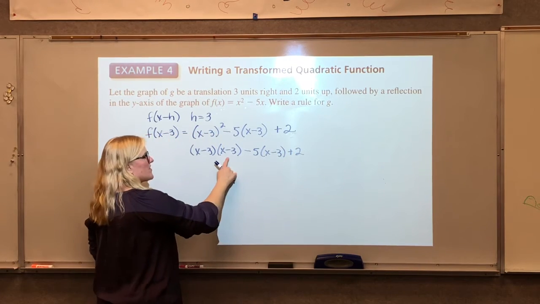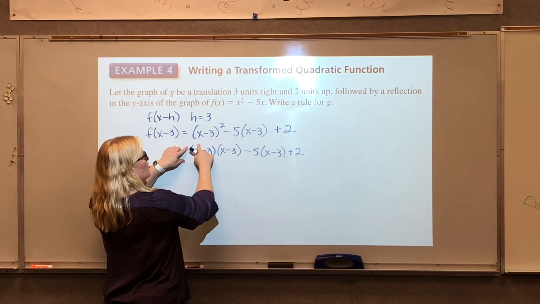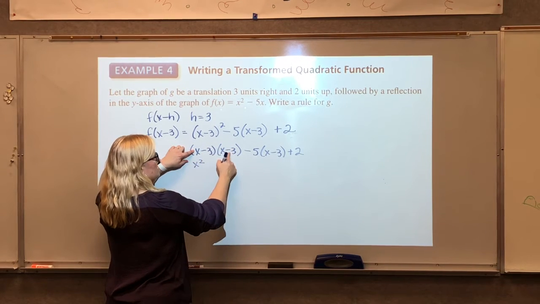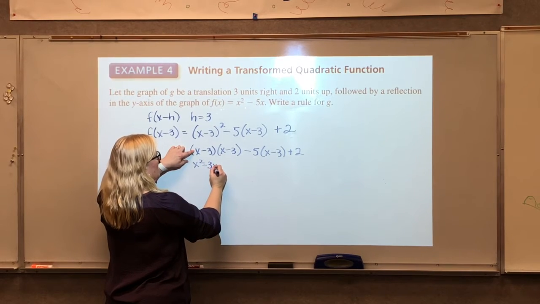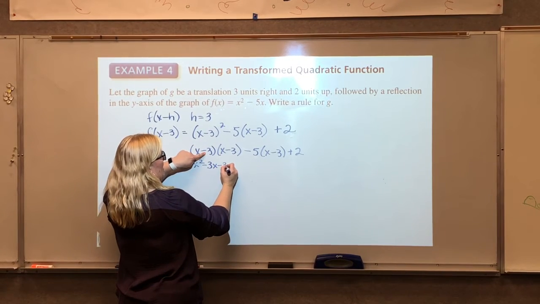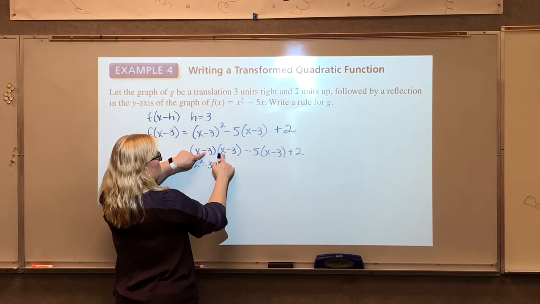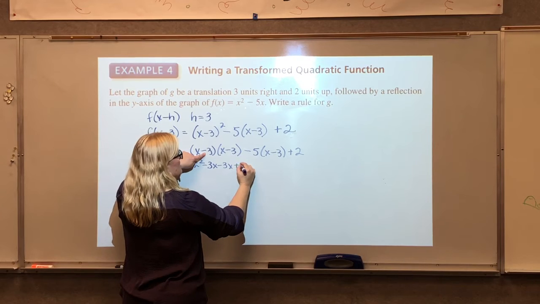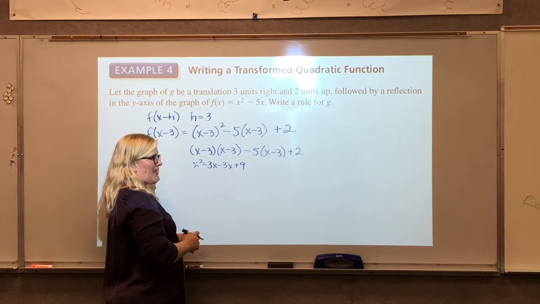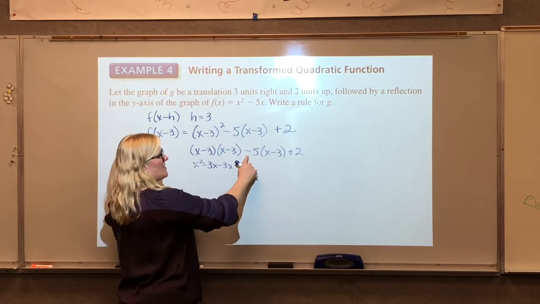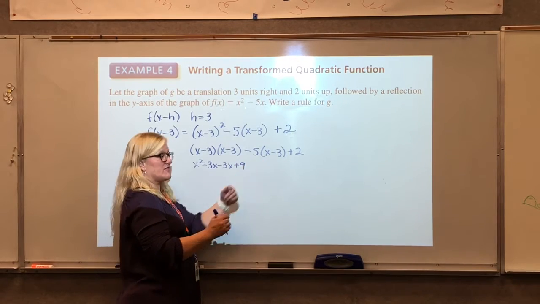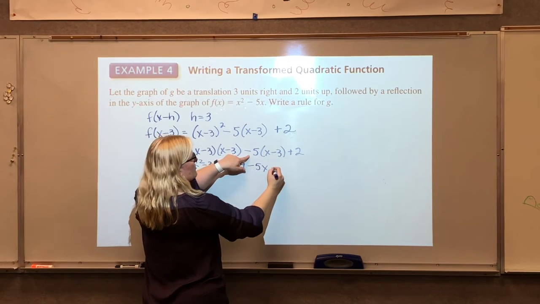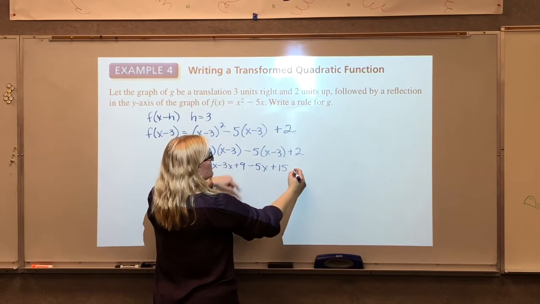Okay, I'm going to FOIL this. I don't know if you remember that, or I'm going to distribute it twice. So x times x is x squared. x times negative 3 is negative 3x. Then I move to this one, and I have negative 3 times x is negative 3x, and then negative 3 times negative 3 is a positive 9. Okay? Then I'm going to distribute this negative 5. So I have negative 5x, and then negative 5 times negative 3 is a positive 15, plus 2.